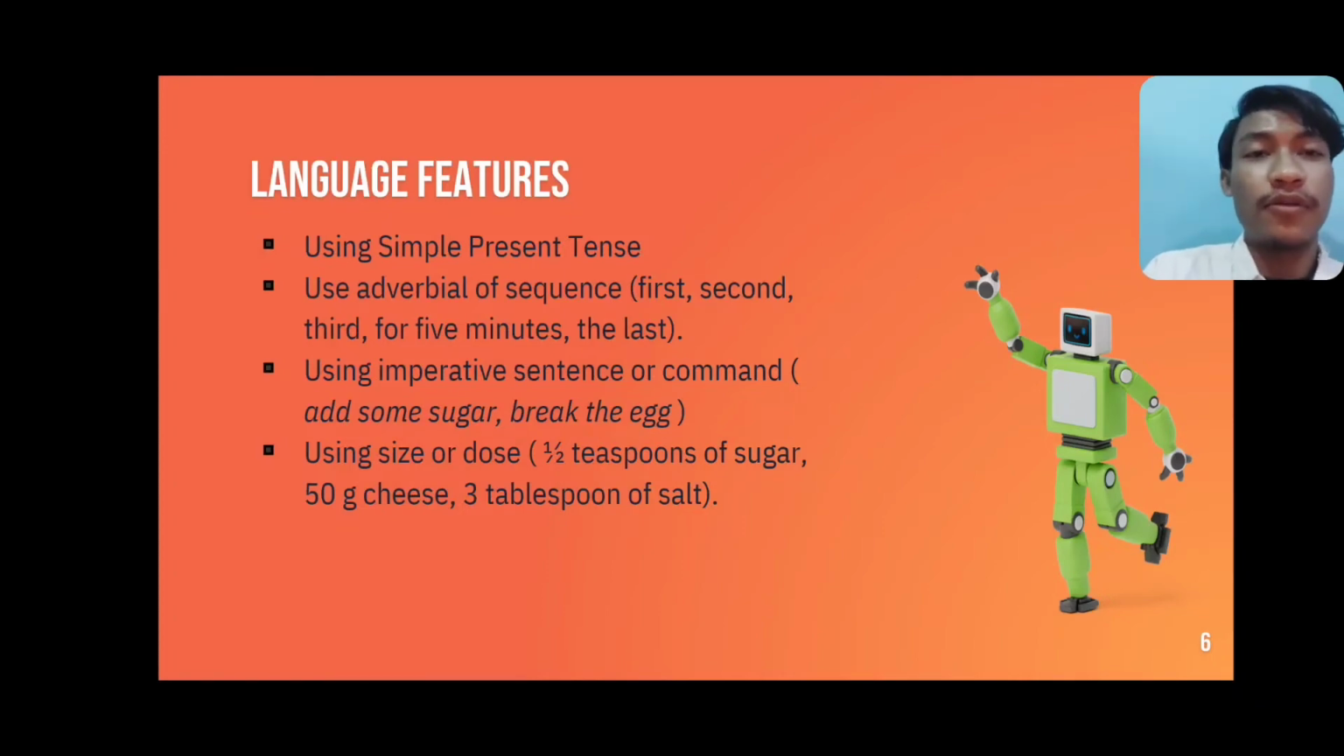Okay, so there are language features in procedure text. First is using simple present tense, and the second is using adverbials of sequence like first, second, third, for 5 minutes, or the last. Third is using imperative sentences or commands like add some sugar and break the egg. And the last is using size or dose like half a teaspoon of sugar, 50-gram cheese, 3 tablespoons of salt, like that.